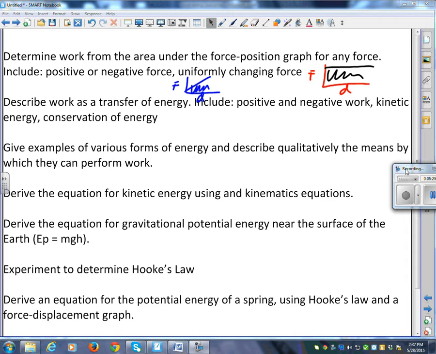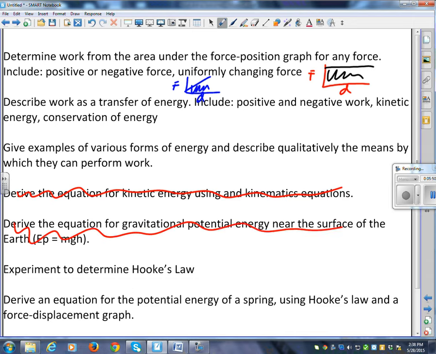Derive the equation for kinetic energy using kinematics equations? For sure I did that. Am I going to test you on that? Which one is that, mv squared over 2 or half mv squared? We did it. I'm not going to test you on it. Did we derive the equation for gravitational potential energy? E equals mgh? I'm not going to test you on it. Did we experiment to determine Hooke's law? With the springs? We sure did. Am I going to test you on it? No, it doesn't say that I'm supposed to test you on it. We did an experiment. You had an experience.